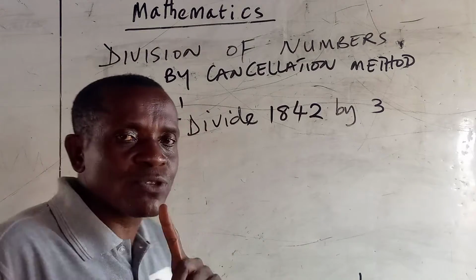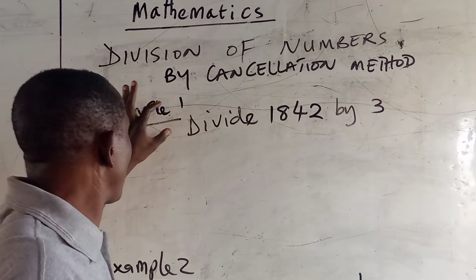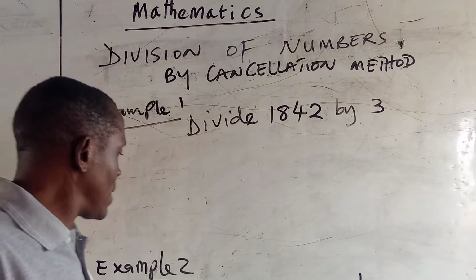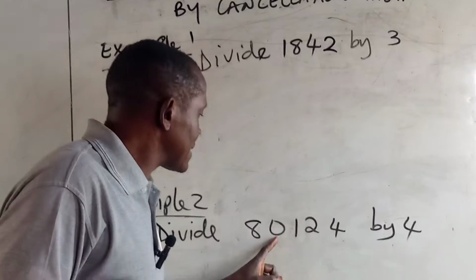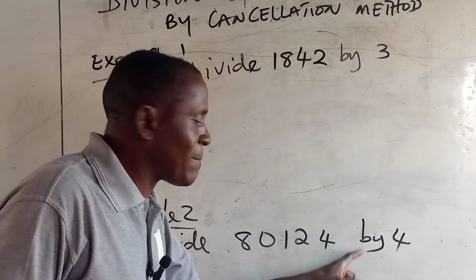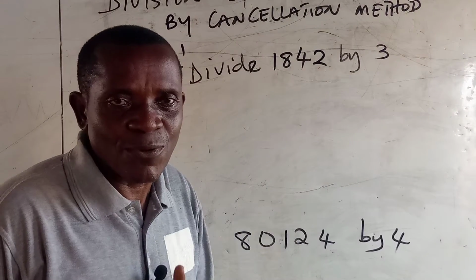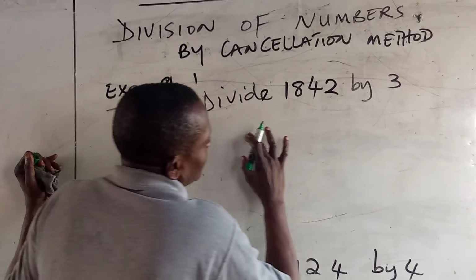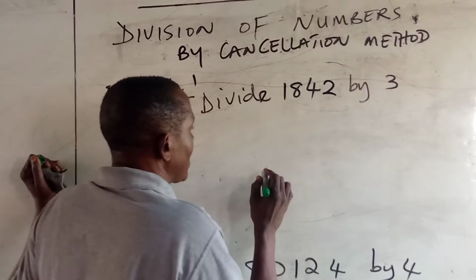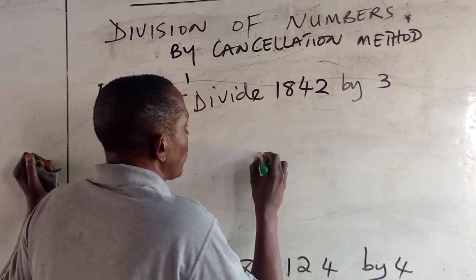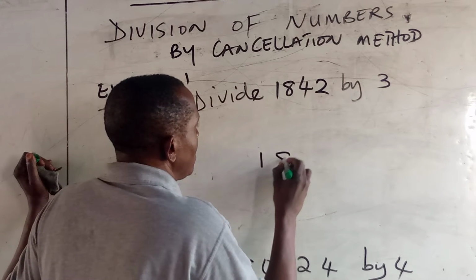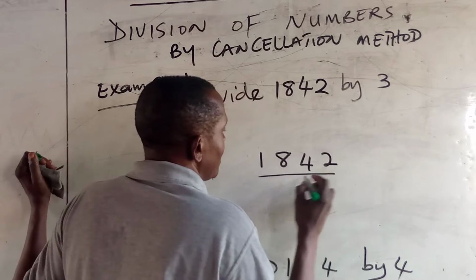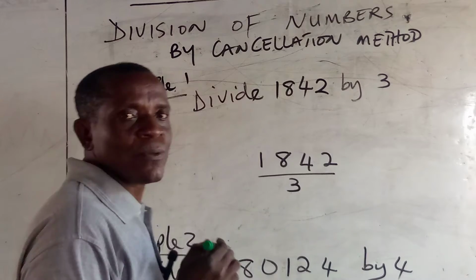All right, I'm going to be treating two examples. Look at example 1. Divide 1,842 by 3, and the second one says divide 80,124 by 4. It's very simple. Watch the way I'm going to do it. So take your time. Leave enough space at the top. I'll write my number, 1,842 divided by 3. Good.